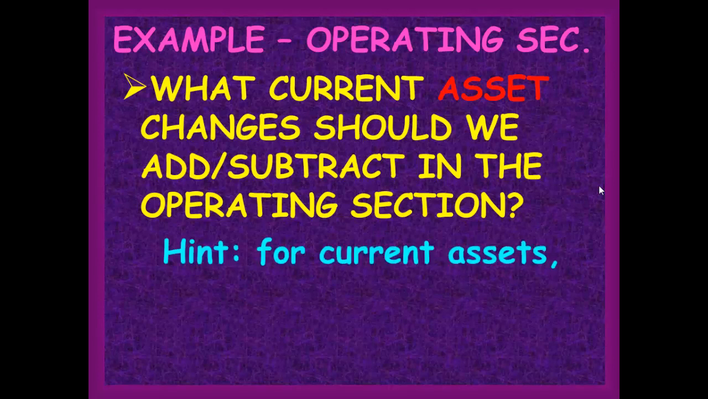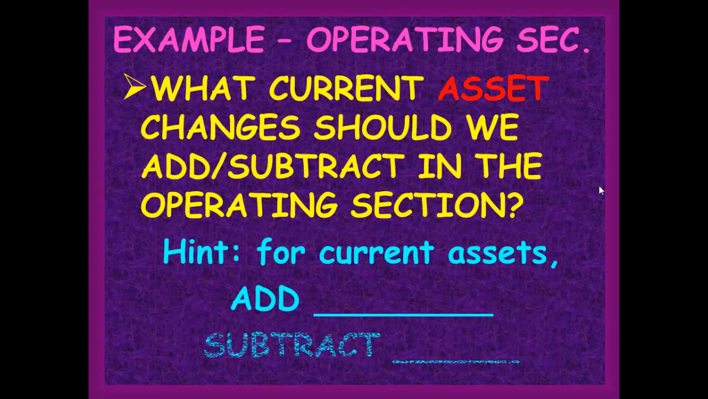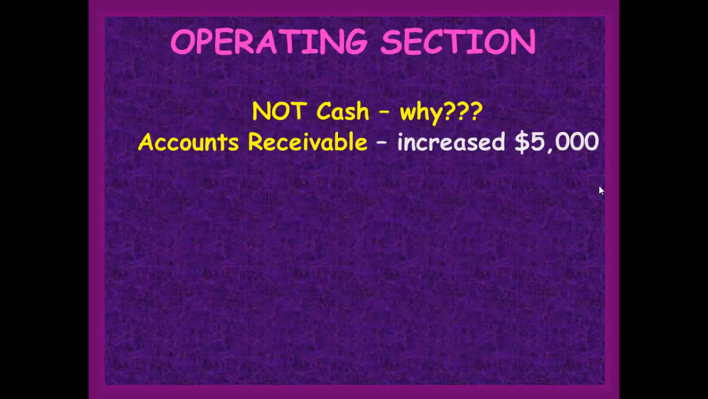Let me record the rules here. For current assets, what are we going to add? An increase or a decrease? A decrease. And what are we going to subtract? An increase. We're going to ignore cash. It's my final check figure.